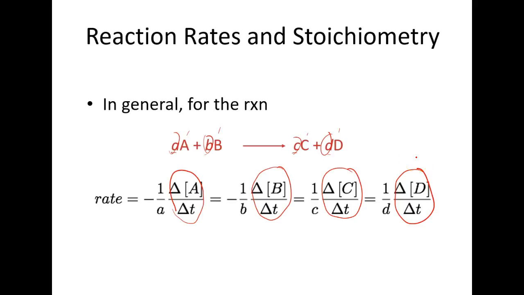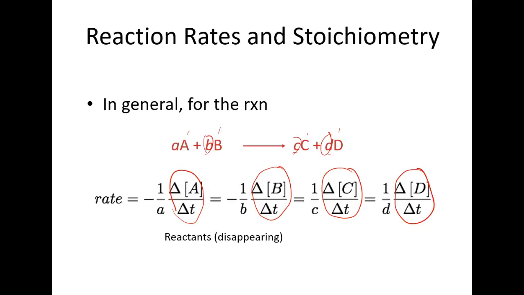Now what's out in front of those is a fraction that's related to these coefficients. Since the coefficient in front of A was a little a, I'm going to turn that into a fraction. So if this was 2a, this would become negative 1/2. If this was 3b, this would be negative 1/3. I want you to notice that the two on the left, the A and the B, have negative signs in front of them because they are reactants. They will be disappearing over the course of the reaction, and so their rates are negative.